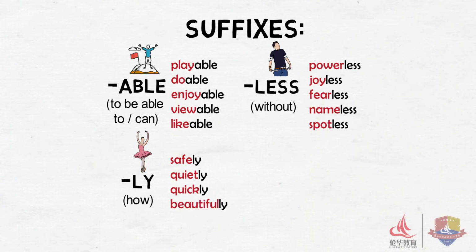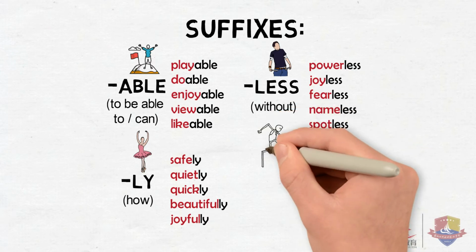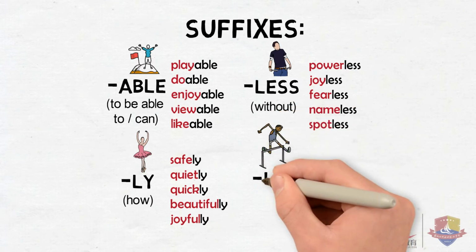Beautifully is when you are doing something and it looks very nice to other people. For example, the dancer in our little picture here. Joyfully is when you are doing something and you are happy doing it. And last, we have ing, I-N-G. You've probably seen this suffix quite a lot.